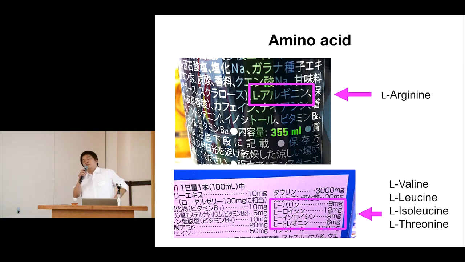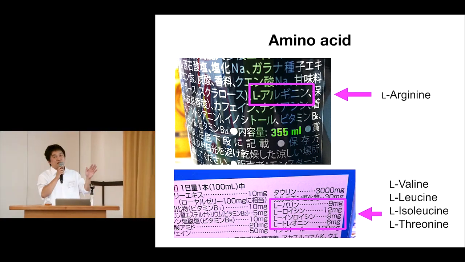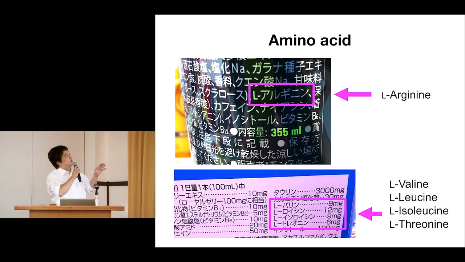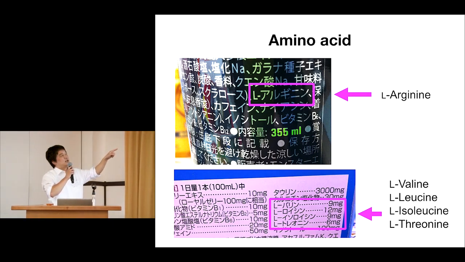Anyway, today my story is about the amino acid. This picture is the backside of a drink. In the backside of the can, there are some materials labeled. For example, the upper panel shows, I wrote the pink line, it's arginine, one of the amino acids. In the bottom picture, there are four amino acids: valine, leucine, isoleucine, and threonine.